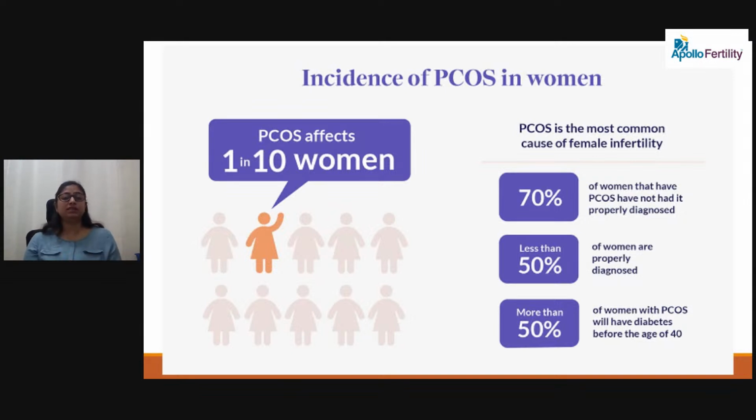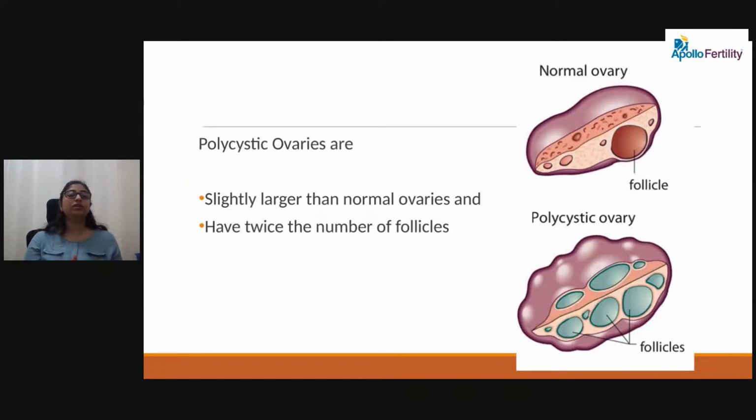So PCOS is a hormone disturbance which has multiple effects on the life of a woman, and also has long term consequences like diabetes, which I will be discussing further. Now, what are polycystic ovaries? Polycystic ovaries are slightly larger than normal ovaries and have twice the normal number of follicles. You can see in this diagram that the normal ovary has fewer follicles, whereas the polycystic ovary is slightly larger with more follicles. So what are follicles?